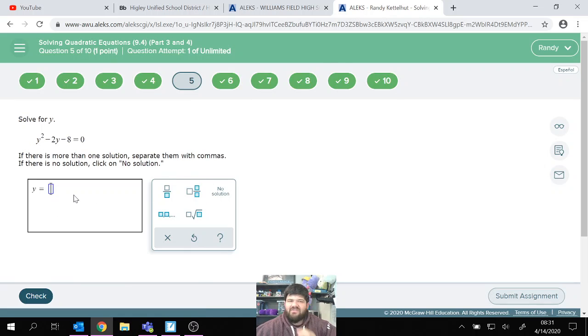Number 5, an easy way to do this is to Desmos it or factor it. We'll do it in our head real quick. Factoring: what multiplies to -8 and adds to -2? 1 and 8, 2 and 4. It's got to be 2 and 4. -4, positive 2. So it's going to be x plus 2, x minus 4. Sorry, positive 2 and -4. So x minus 4 and x plus 2.